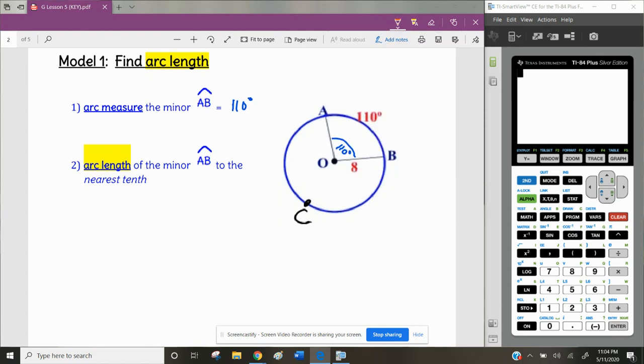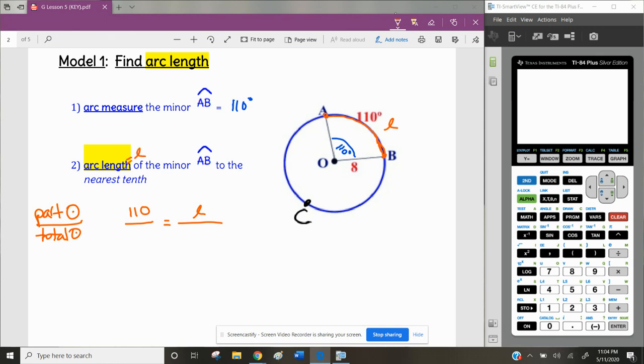And now the arc length. I want to know what is this distance along the circle between A and B. That's what arc length means, and we're going to round. So we're going to set up a proportion of the part of the circle to the total circle. The part of the circle that we have is 110, and I'm looking for the arc length, which I don't know, so let's call that L.